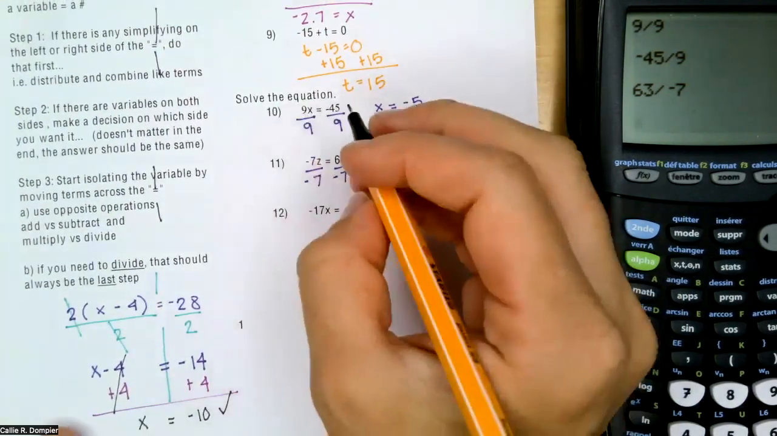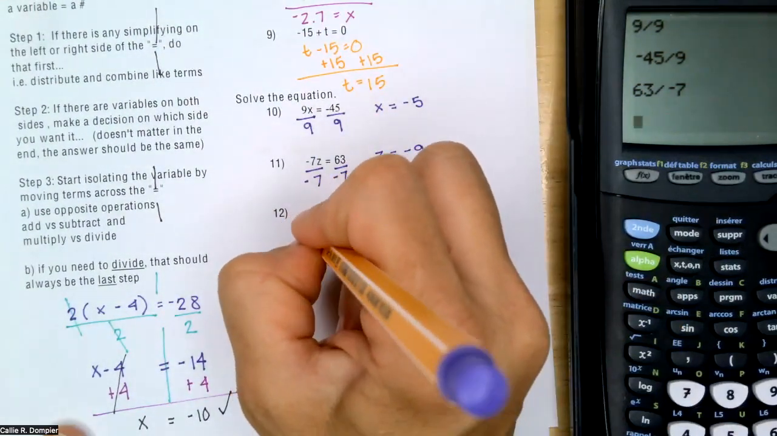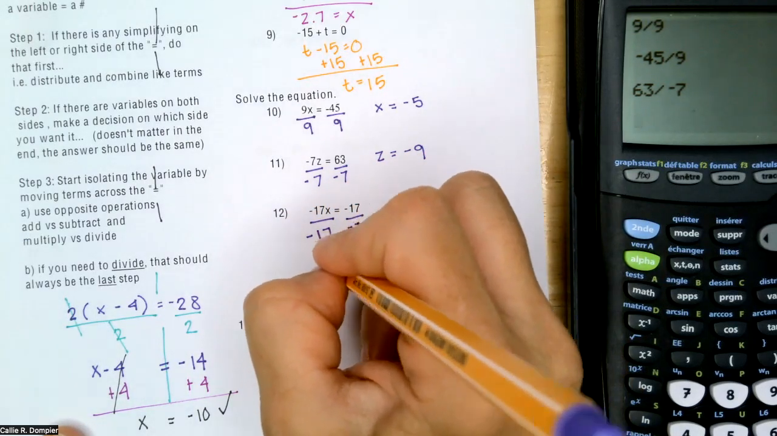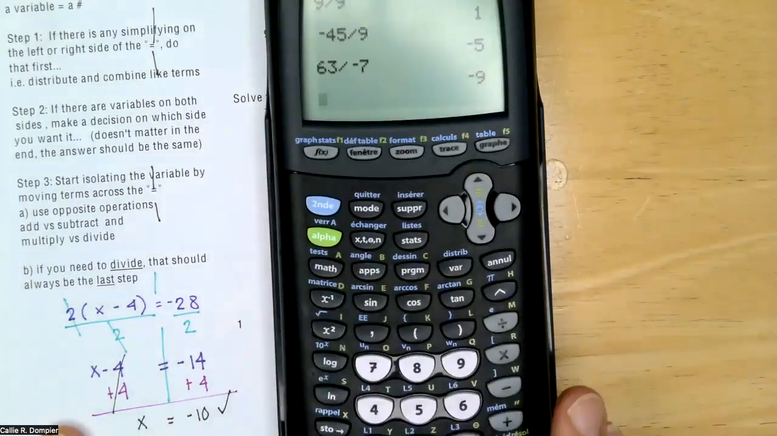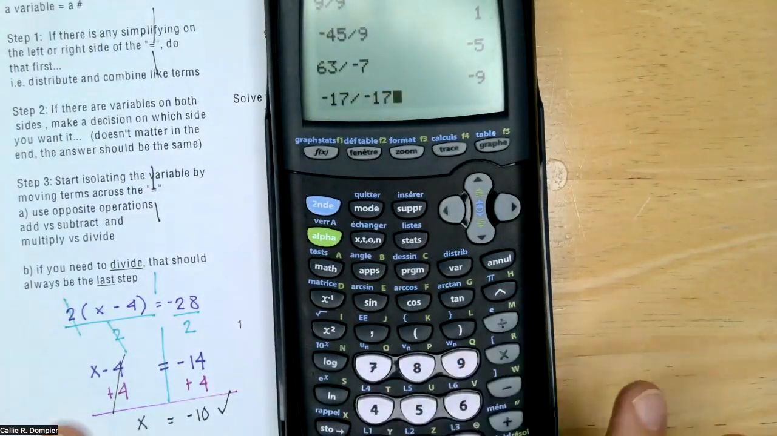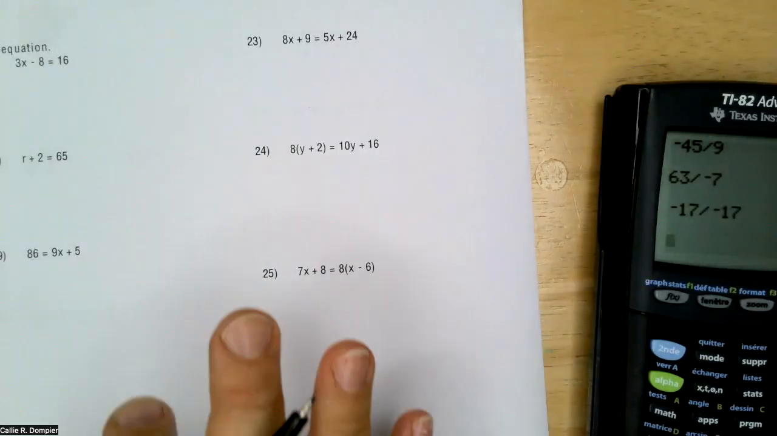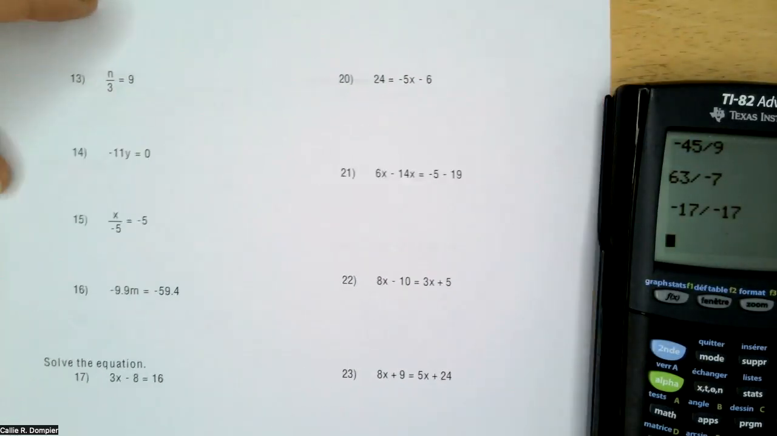Here, negative 17x equals negative 17. Divide by negative 17. X is 1 because negative 17 divided by negative 17 is 1. If you're not sure, use your calculator. Your calculator will tell you what sign, negative or positive, to use, okay?